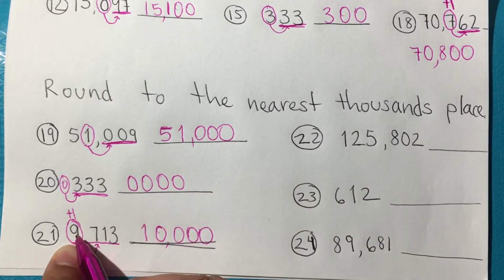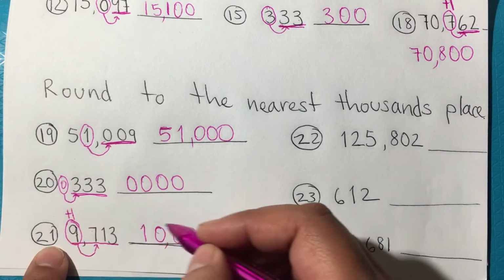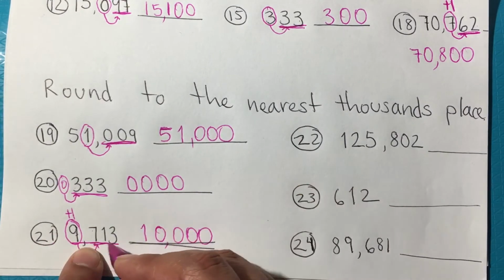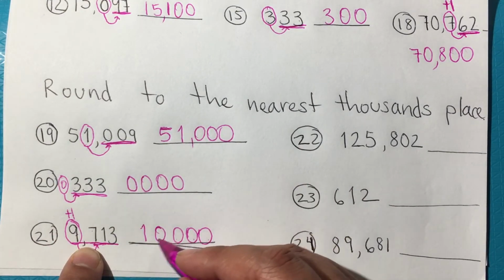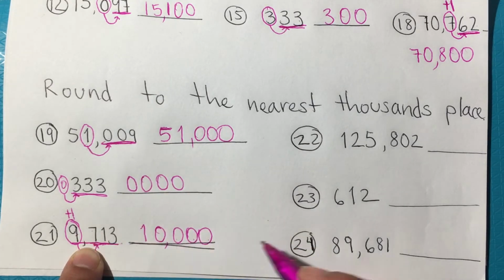Again, why? Because 9 plus 1 is 10. Put the 0, carry 1. We just put it in there. And this becomes zeros, 1, 2, 3. So this 10 is from 9 plus 1, okay? And the 3 zeros.